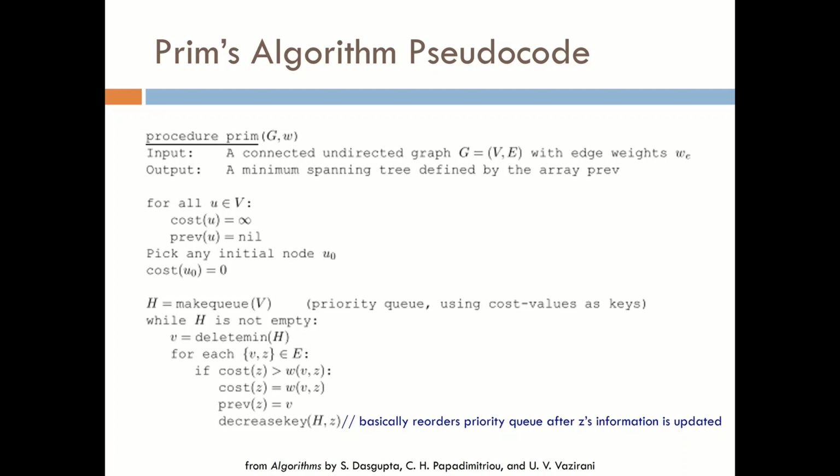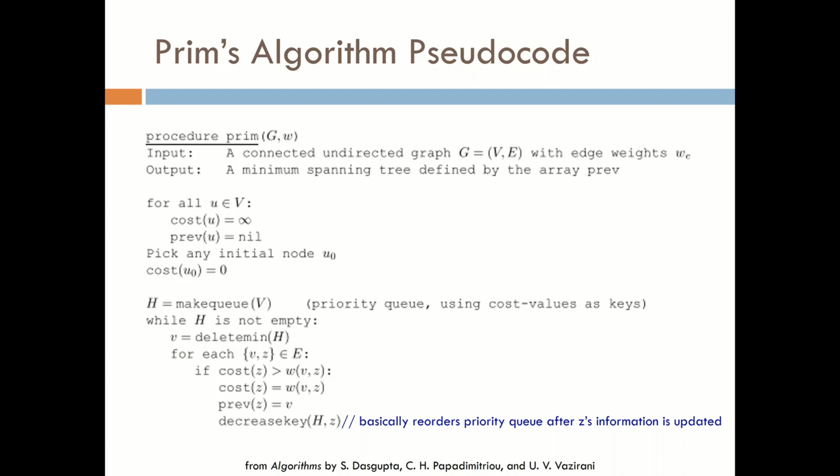So one of the two algorithms that we will consider for constructing minimum spanning trees is Prim's algorithm. Prim's algorithm takes a graph as input, made up of vertices and edges with weights, and returns a minimum spanning tree. And again, that is a tree that connects every vertex in the graph, but without any cycles.